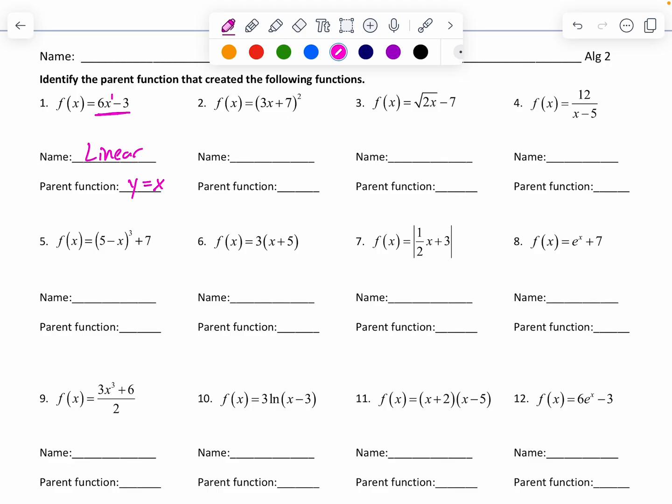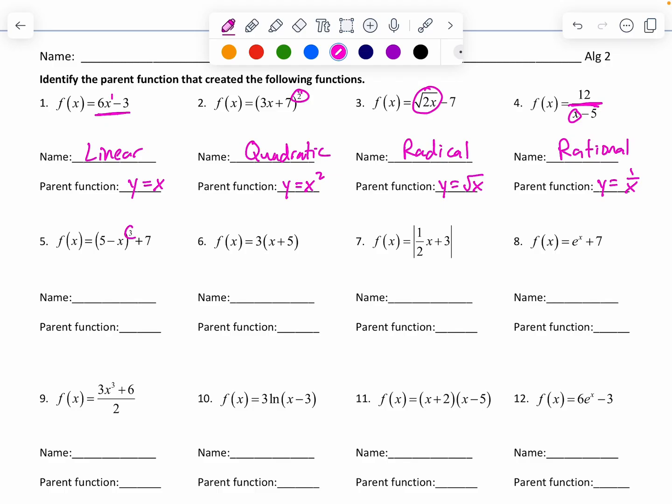Number 2, ooh, I see a squared. So squared immediately tells me quadratic, because its parent function is y equals x squared. 3, I see the x is inside of a square root, so square roots are called radicals. So we've got y equals square root of x as its parent. Number 4, x is on the bottom of a fraction. So when x is on the bottom, that's a rational. And its parent function is 1 over x.